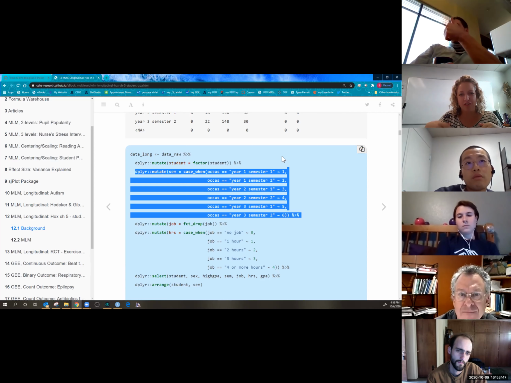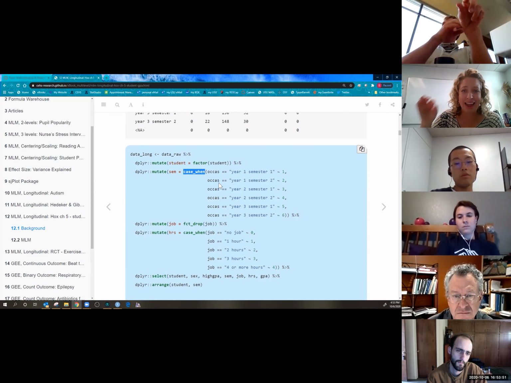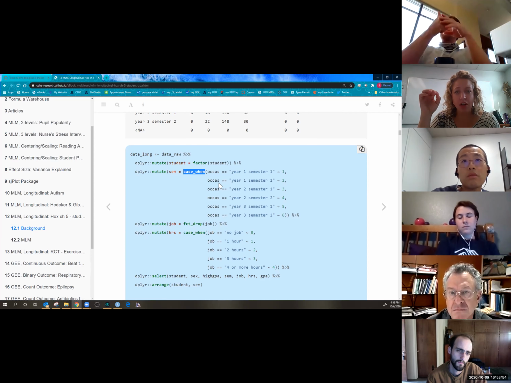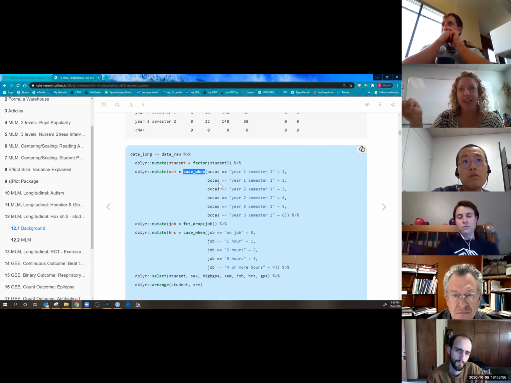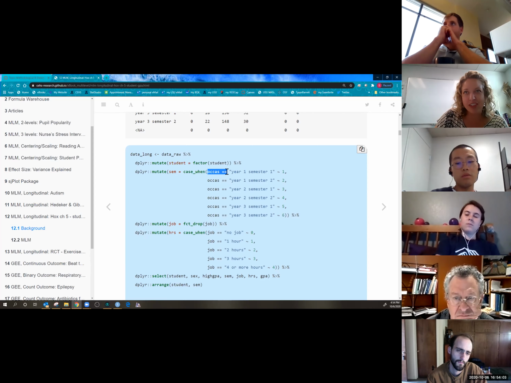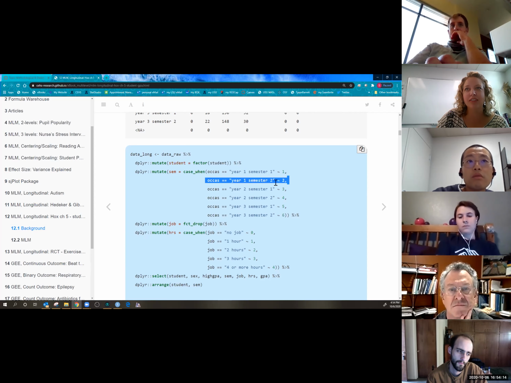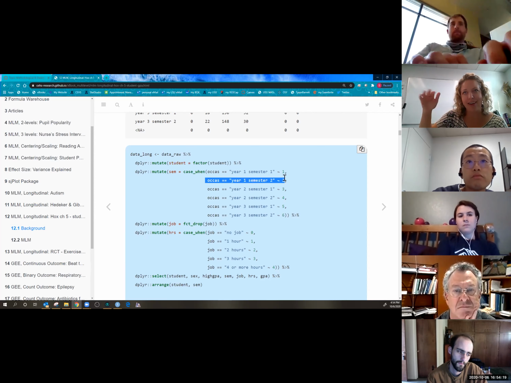1, 2, 3, 4, 5, 6 for each person. And to do that, I use this really handy command called case_when. So it's like doing a bunch of if-then statements. So it says, if occasion is equal to the text year 1, semester 1, then I am going to make semester be 1. But if not that, then if occasion is equal to this text, I am going to make semester be 2, and on down the line.